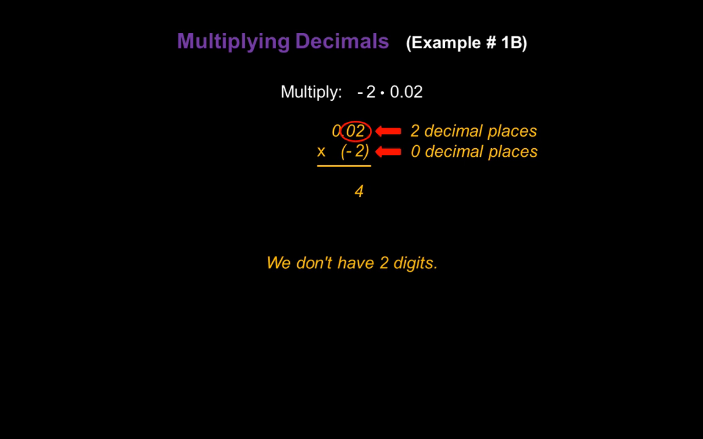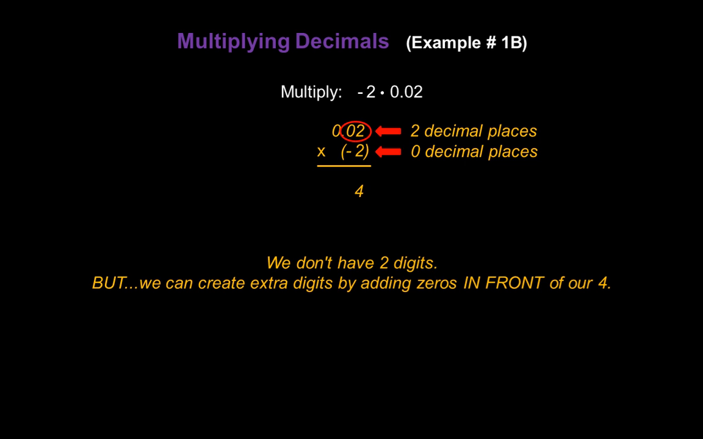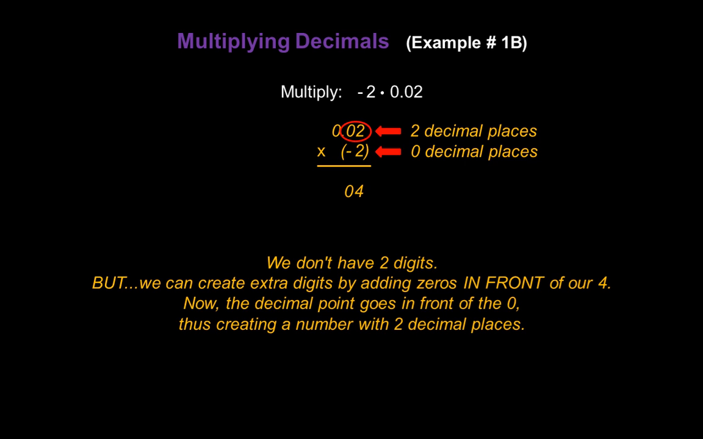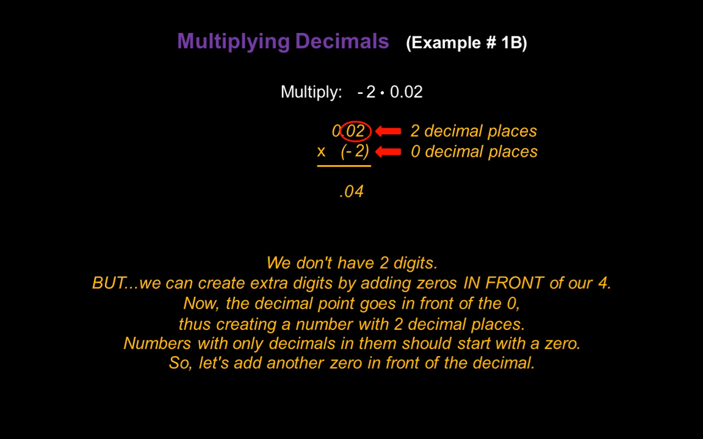But we don't have 2 digits. We only have the 4. We can create extra digits by adding zeros in front of our 4. So let's go ahead and put a 0 in front of it. Now we have a 2-digit number. Now the decimal point will go in front of the 0 we just added, thus creating a number with 2 decimal places. Just like that. Numbers with only decimals in them should start with a 0, so let's put a 0 in front of that as well.